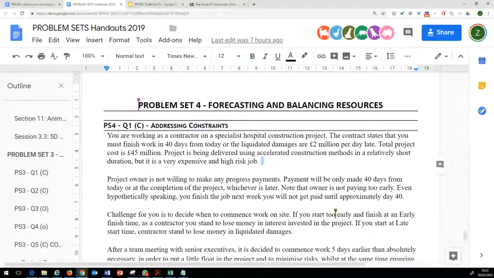Examples can be very sophisticated installations, things like very sophisticated hospitals, or nuclear installations where specialist equipment is required. So your firm has to go in and do their job within a stipulated time period, and there is no room for any delays. The project owner is not willing to make any progress payments.